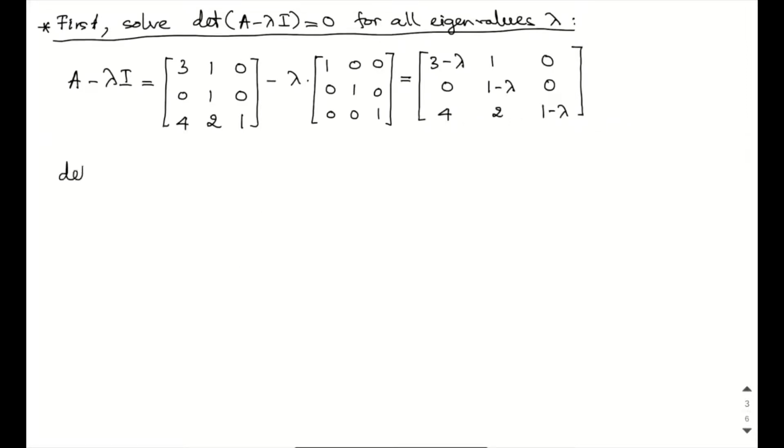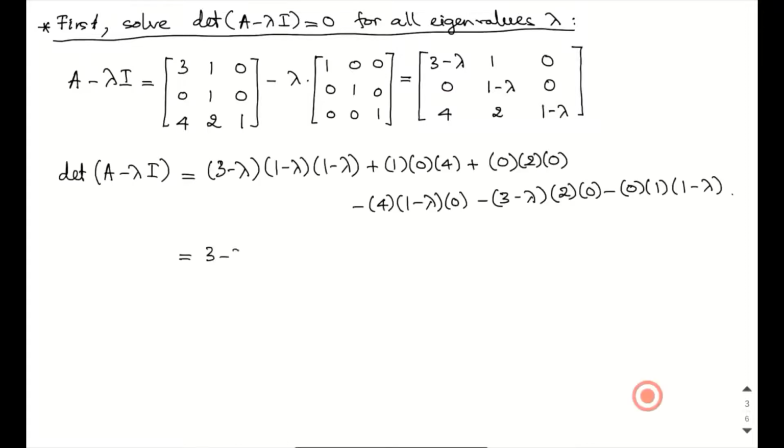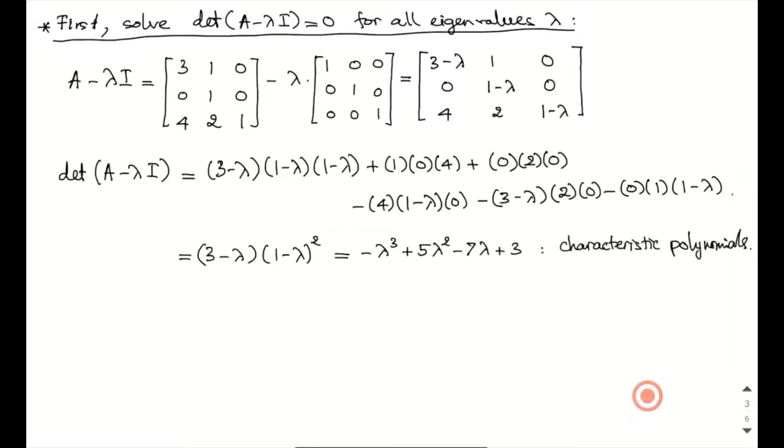And if you compute the determinant of A minus lambda I, it's going to be equal to 3 minus lambda times 1 minus lambda squared. Now if you really expand this out, it is going to give you negative lambda cubed plus 5 lambda squared minus 7 lambda plus 3. And this is a polynomial that is called a characteristic polynomial.